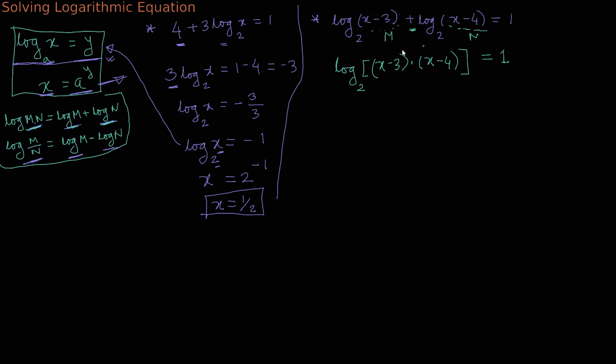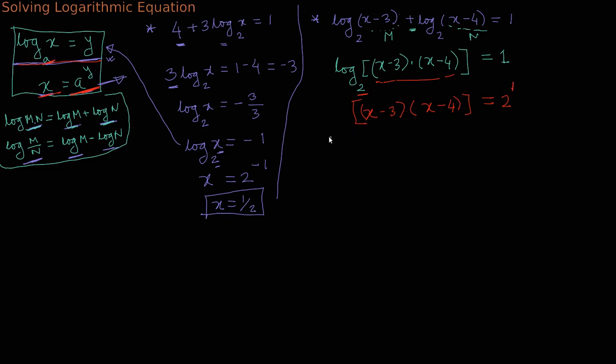All right, now let's see again. This is a logarithmic expression, so I want to express it in the equivalent power expression. I can simply write x minus 3 multiplied by x minus 4 equal to a power y. What is my a here? The base a is 2, and my y is power 1.